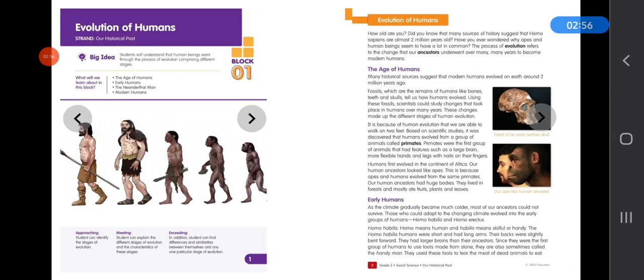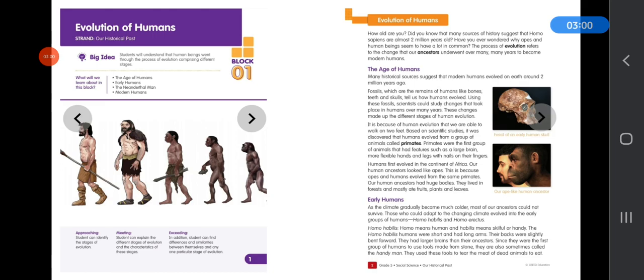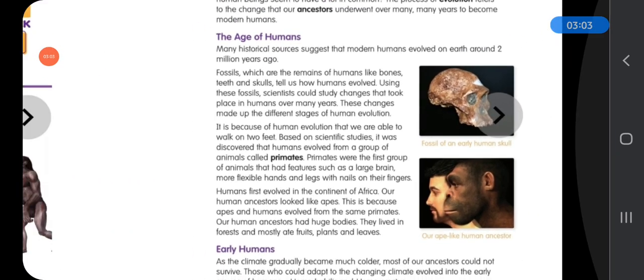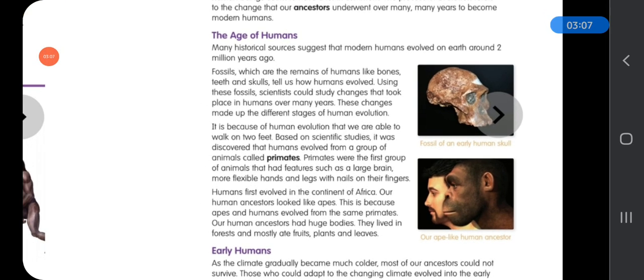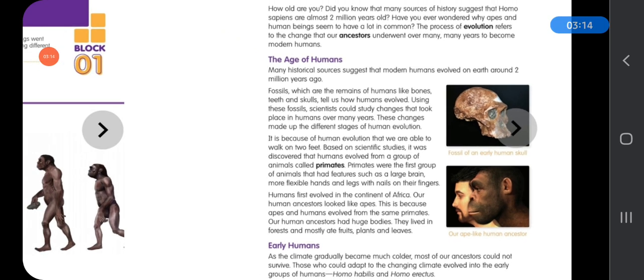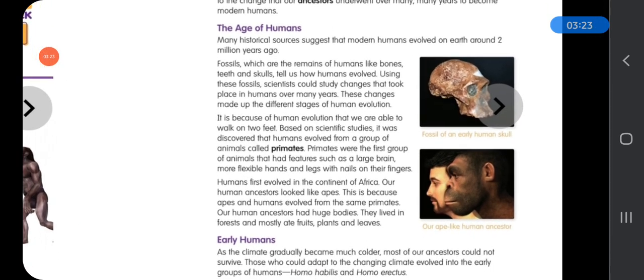But remember, some questions can be given in picture form. And while reading the paragraph, don't forget to underline important things. And while reading, make questions by yourself from those lines, because you will get objective questions. So you need to read every line properly. For example, the age of humans. If you are reading the age of humans, you need to read very carefully.